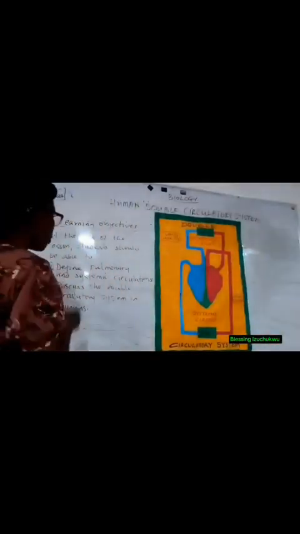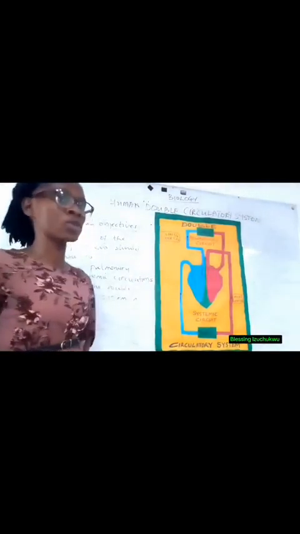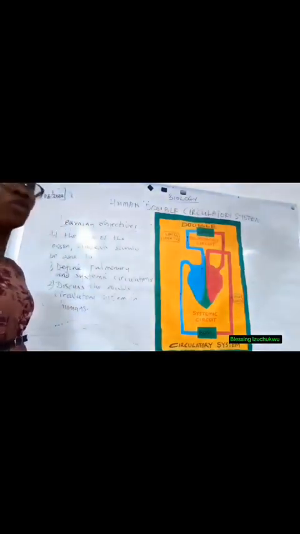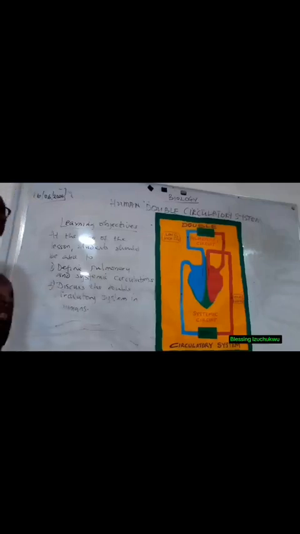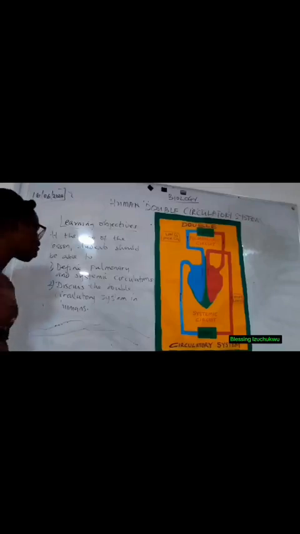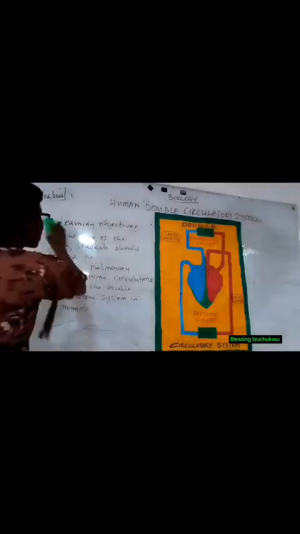I'm going to wipe up this part so I can put up some writings when I'm explaining this lesson today. So quickly write it down. I'll give you a few minutes to write down the learning objectives. At the end of the class, you should be able to define pulmonary and systemic circulation. You should be able to discuss the double circulatory system in humans, the pulmonary circulation and the systemic circulation. Alright, so let's move forward.